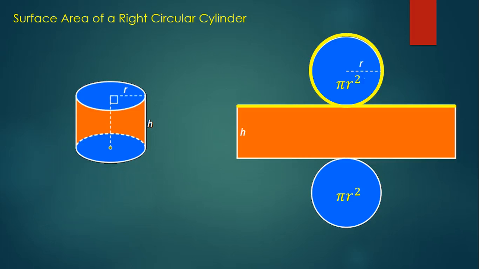And the circumference of a circle we can find by taking 2 times pi times the radius of the circle. If we multiply those two dimensions together, we'll get the area of the rectangle, which would have to be 2 pi r times h. So now we have everything we need for a formula. If we take the two circles' areas and add those together, plus the area of the rectangle, we'll have the total surface area of this cylinder.